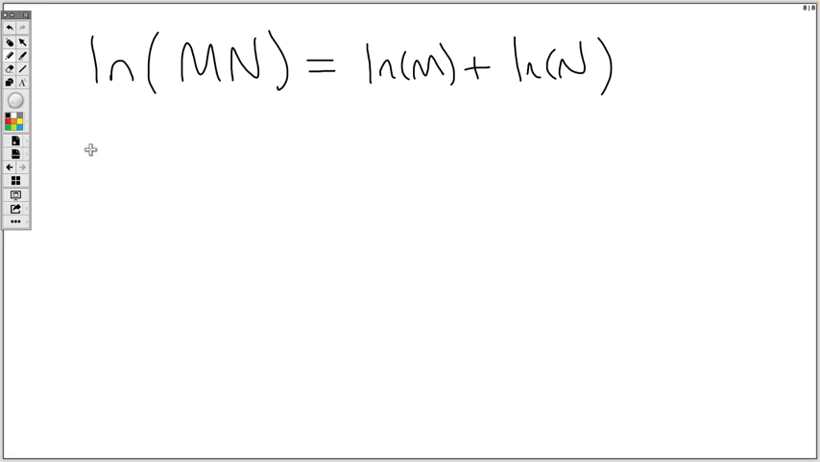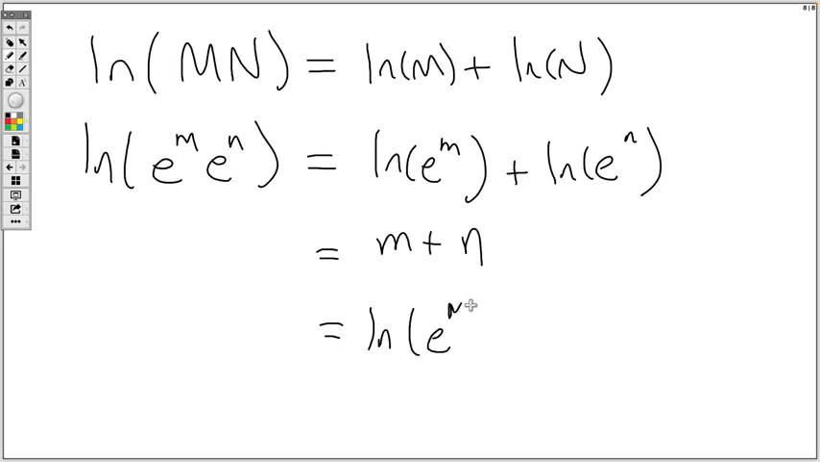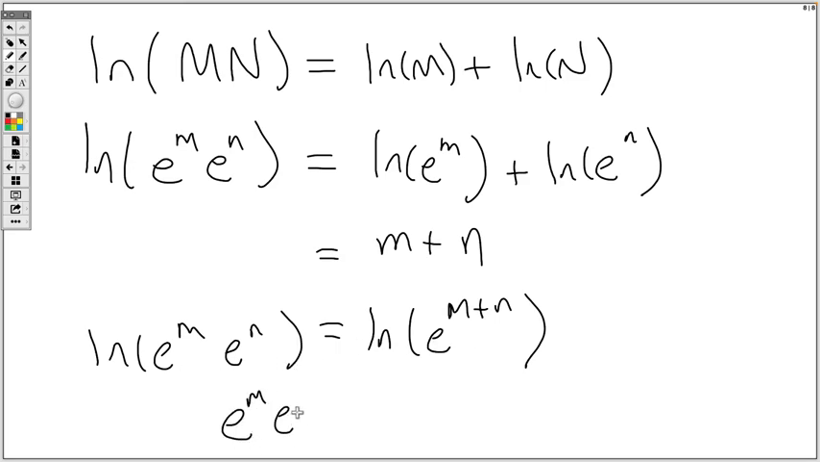And so this means that if you look at the natural log of e to the little m times e to the little n, that would be the natural log of e to the little m plus natural log of e to the little n, which would be m plus n, which, using the inverse property, is the natural log of e to the little m plus little n. And then using the one-to-one property of natural log, you get it that way.